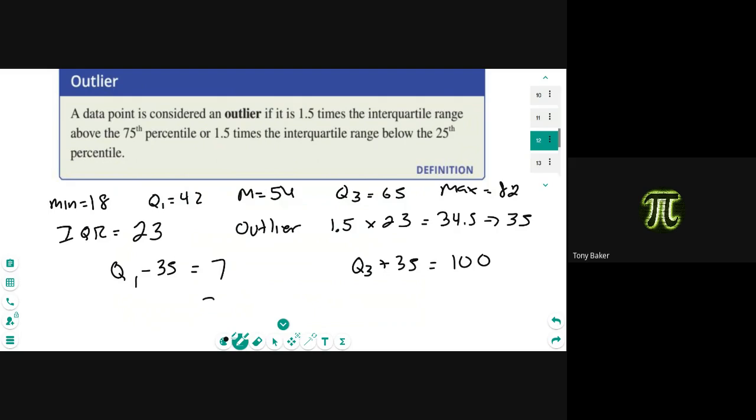So any number less than 7 or greater than 100 are my outliers. In this data set, do I have any points that would fit that? No, because my minimum was 18 and my maximum was 82. So I had no outliers in this data set.